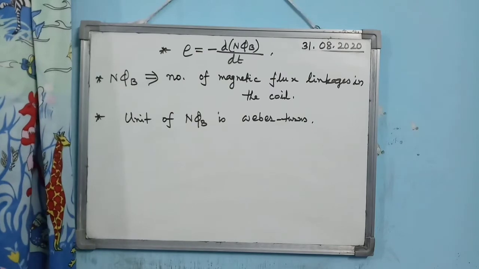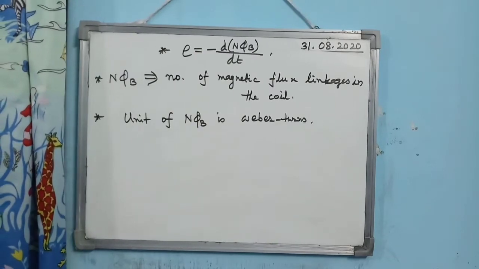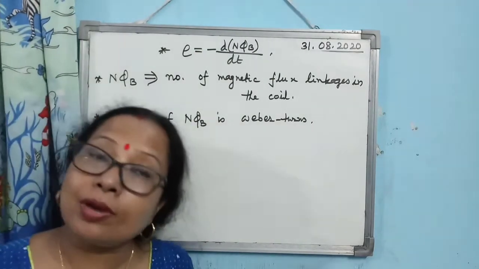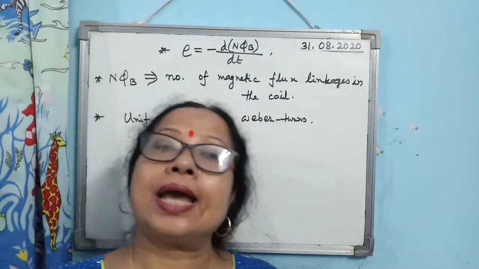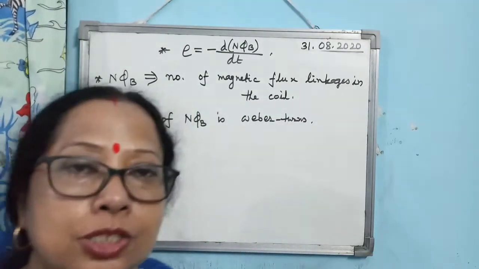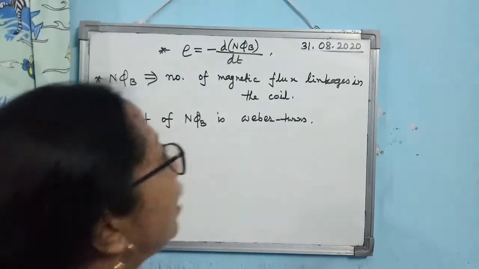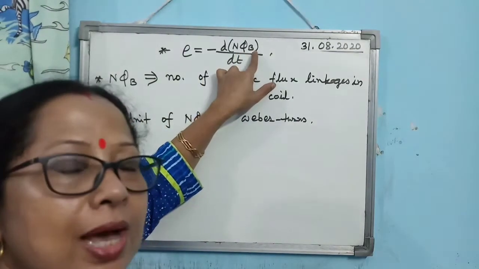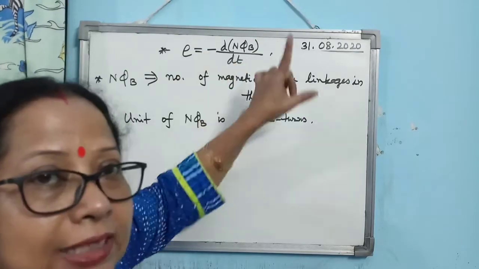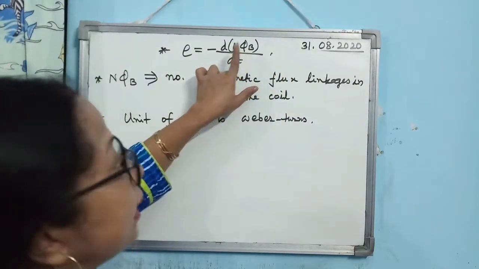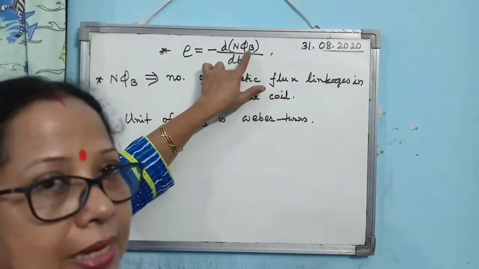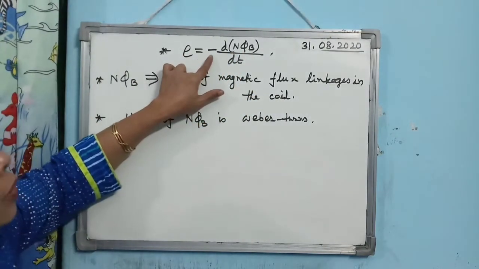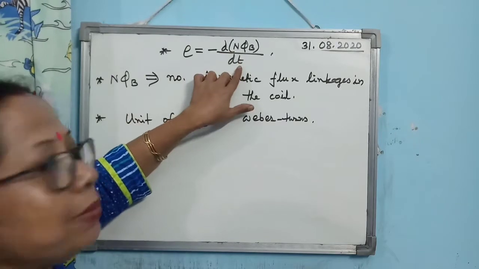Now in the earlier discussion, we have written E is equal to minus d phi B by dt, considering that there is only one turn. But if there are n turns of the coil, then see what the total magnetic flux linked with the coil will be. With each turn it is phi B, so with n turns, total magnetic flux will be n phi B. So E will become equal to minus d(n phi B) by dt.